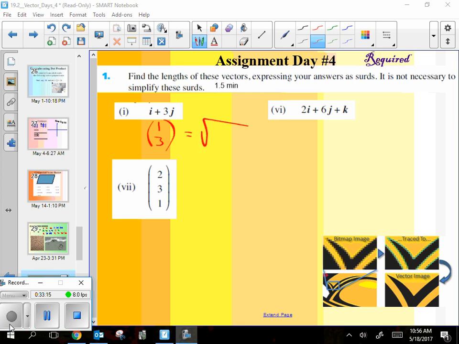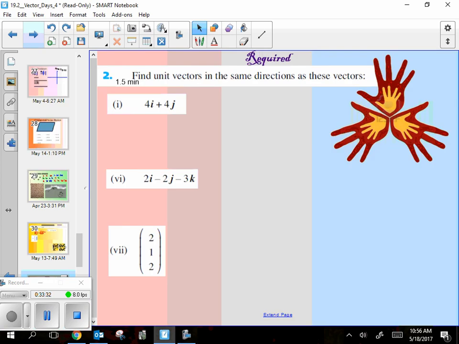Square root of what? Can you do it in your head? I can. 10. Very good. Isn't that the same thing as the magnitude? Yep. All right. So that's all they're asking you to do. They're not super hard. They're incredibly easy, in fact. So those three are just find the magnitude. These are find unit vectors. Remember that part? So let's do the magnitude of it real quick because we're going to need it anyway.